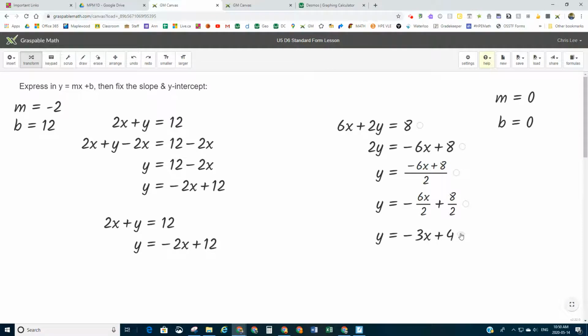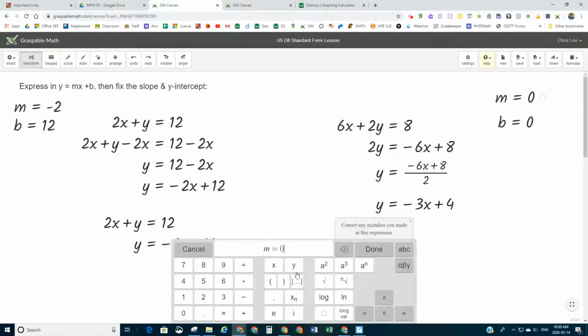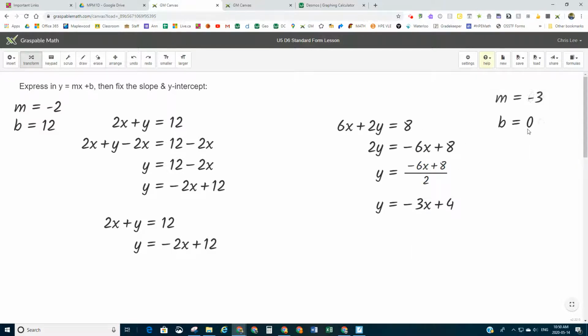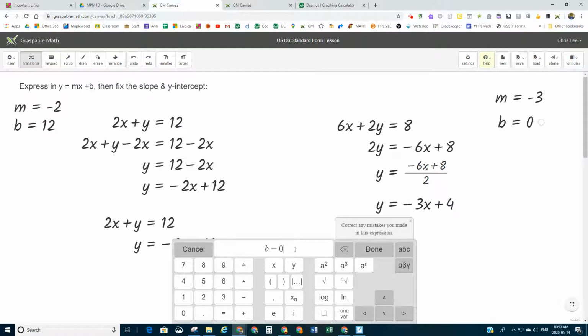I'm actually going to backtrack all the way to here because I think you could do these steps in your head. Divide this by 2, negative 3. Divide 8 by 2 is 4. And you can see those operations happening. Now it's in y equals mx plus b. And now I can easily read that the slope is negative 3 and the y-intercept is 4. So I'll go here and click on the white dot, change this to negative 3, done, and click on the white dot and change this to 4, done.